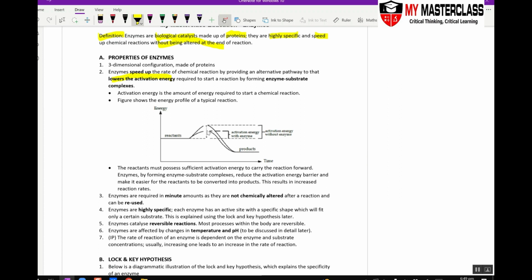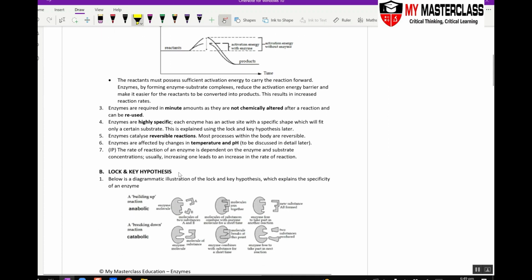Okay, so bear in mind that in no way do the enzymes change the quantity of the products formed. So it is still going to be the same amount of products with or without enzymes. It is just the speed, the time taken to form it. Okay, so enzymes are also required only in minute amounts, because they are not changed, so they can be reused. Of course, this is subject to optimum pH and optimum temperature.